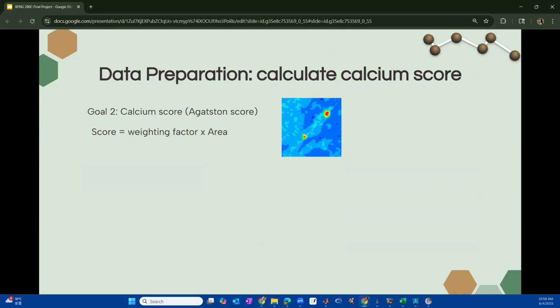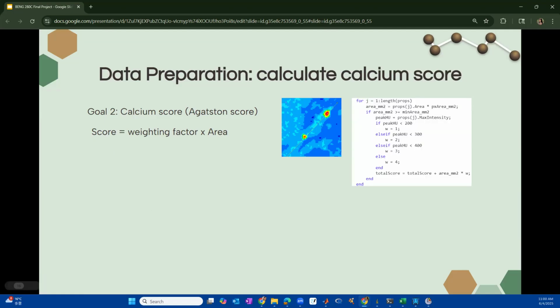So now that we have identified the lesions, the next step is to calculate the calcium score, also known as the Agatston score. It's a standard method we use to quantify how much calcium is in the arteries. Here's a basic idea of the formula. The score depends on two things: a weighting factor based on intensity in Hounsfield units, and the area of the lesion, basically the number of pixels around the lesion.